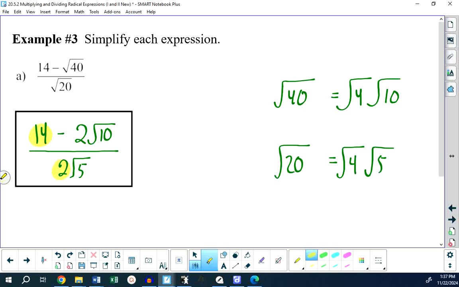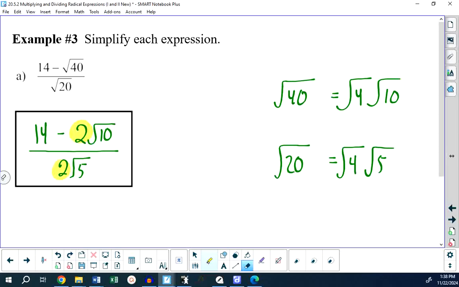So the question on the table right now is, am I allowed to say that this is 7 minus 2 root 10 over root 5? No, I am not. Am I allowed to cancel these and have 14 minus root 10 over root 5? No. What am I allowed to do?